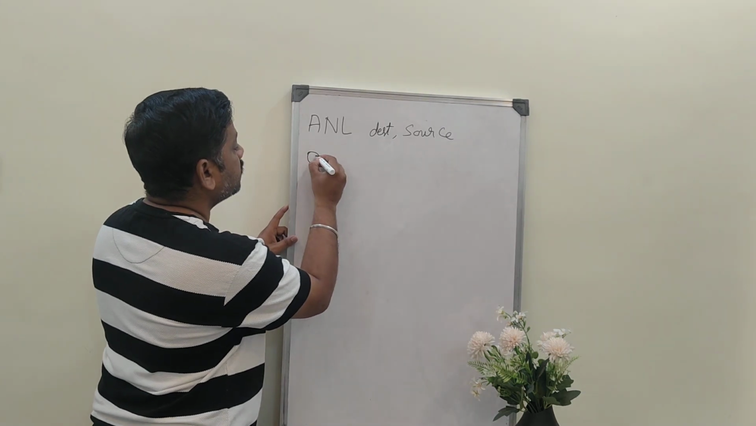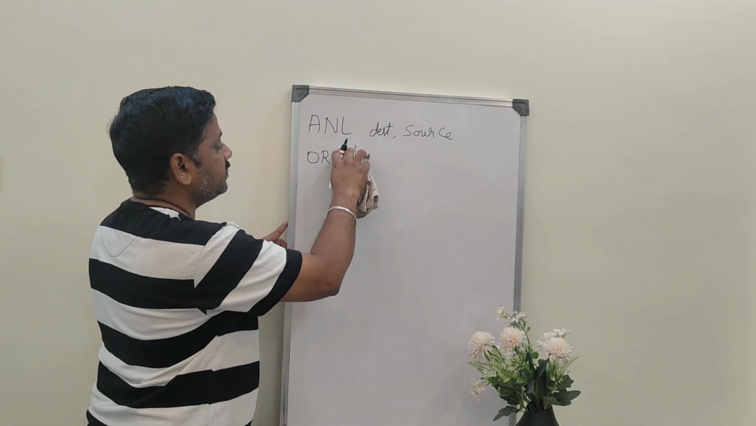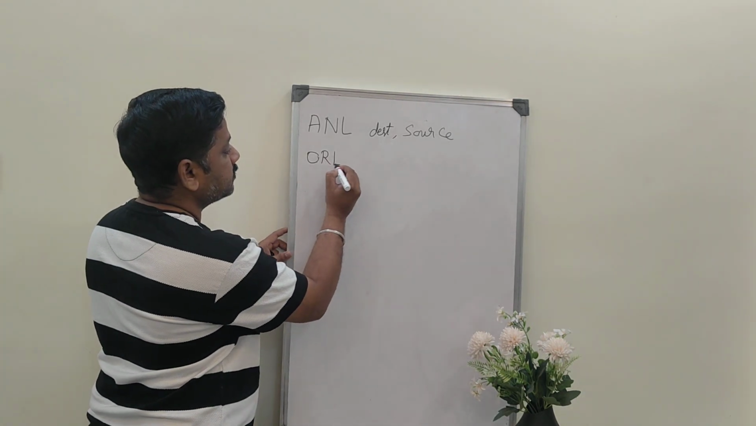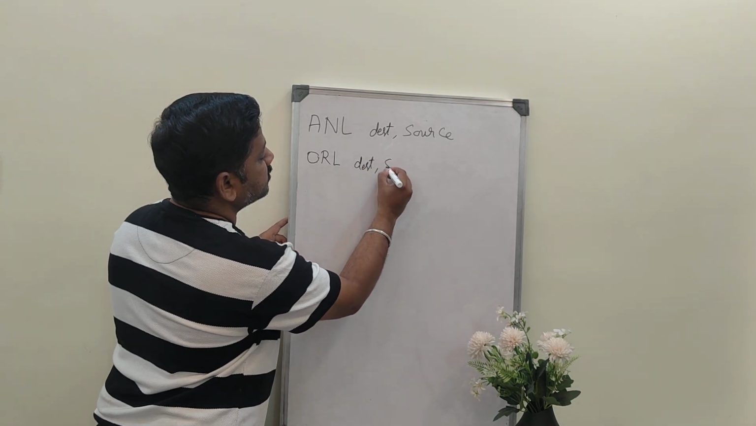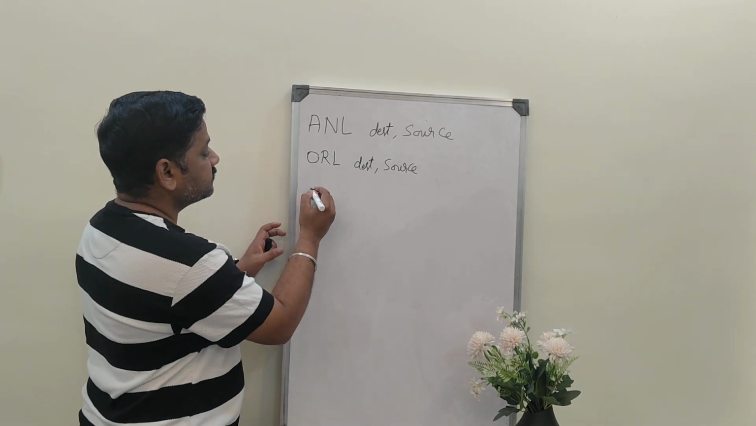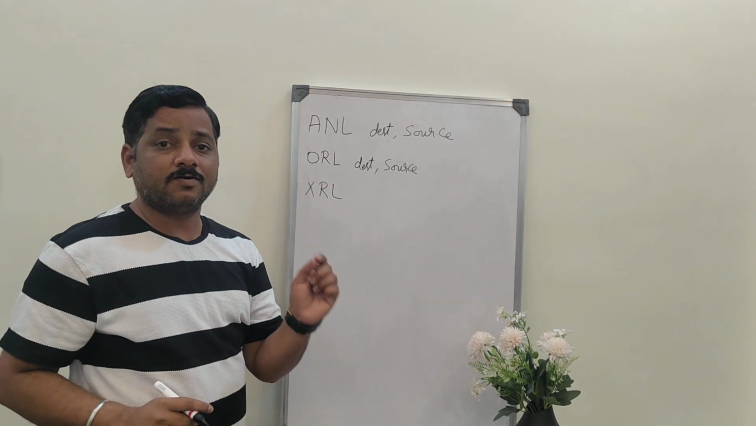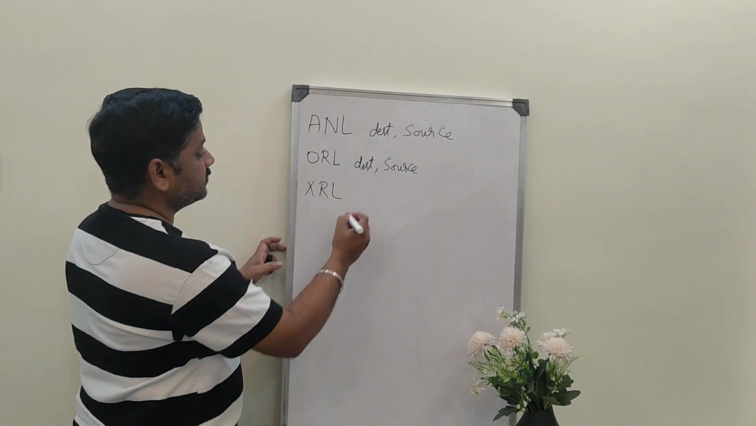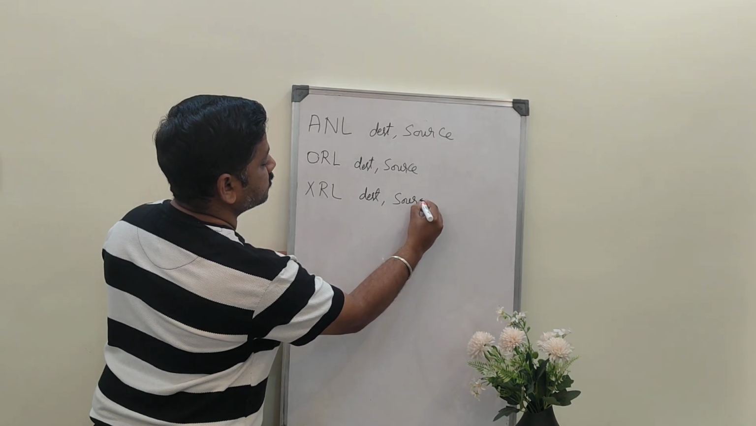Similarly, we have OR logic, and that has to be represented as ORL. We should not give any space between OR and L. It is ORL, destination, comma, source. It may be a register or anything else. Next we have XRL. This performs according to the XOR gate logic. So XRL, destination, comma, source.